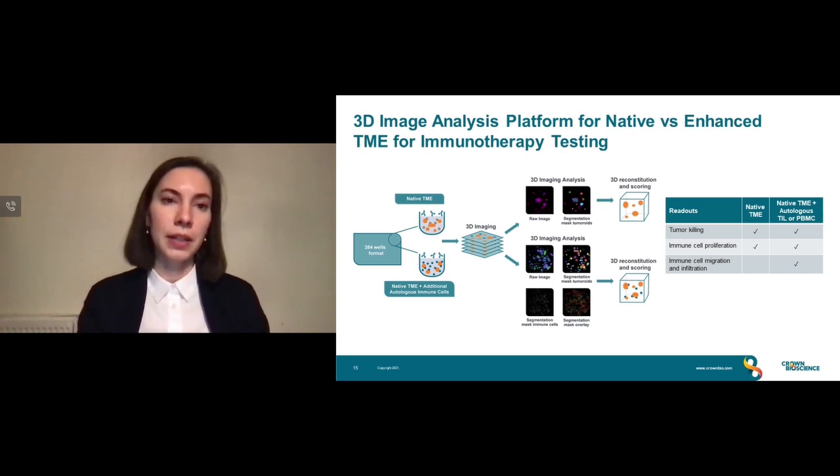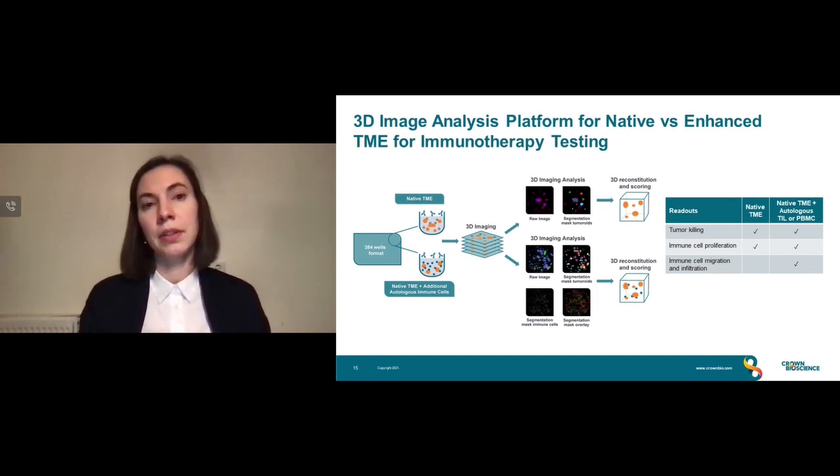Additionally, we can acquire a whole blood sample from the same patient, isolate specific immune cell subsets or just PBMCs. And in this case, we will pre-stain them with a separate staining and mix with the sample having already some of the immune cells present, but this will give this additional boost to the tumor microenvironment. And we will have additional readouts available for these pre-stained immune cells, such as immune cell migration and infiltration into the tumoroids.